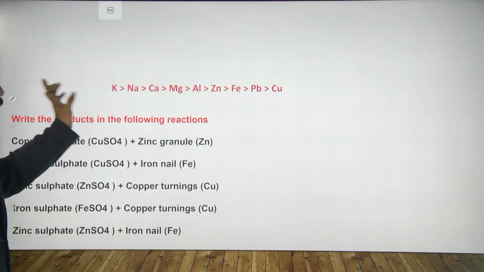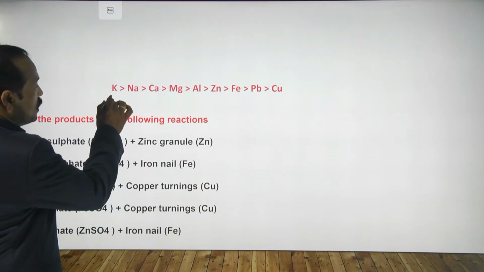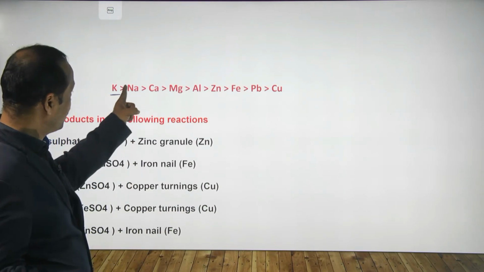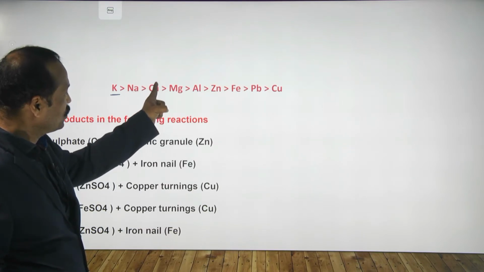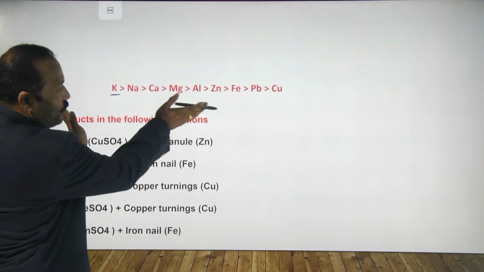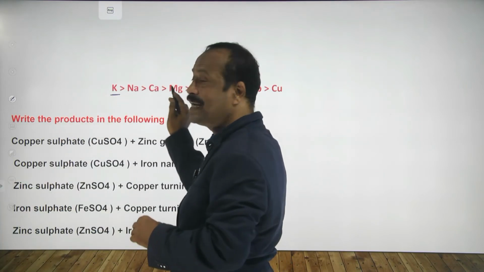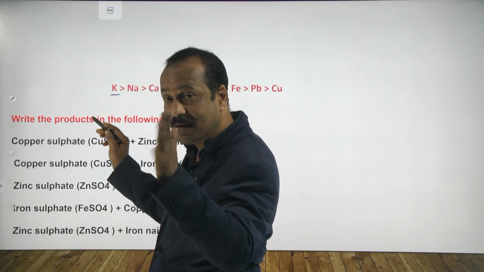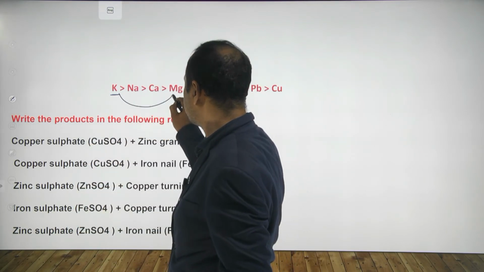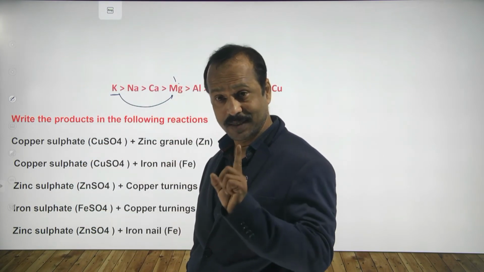Now if you arrange the metals in the decreasing order of their reactivity, at the topmost we get potassium. Potassium is more reactive than sodium. Sodium is more reactive than calcium. Calcium is more reactive than magnesium, and so on. So as we move from left to right, the left elements can displace the right side elements, but right side elements cannot displace the left side elements. The meaning is what? For example, potassium displaces magnesium, but magnesium cannot displace potassium. Is this clear to you?